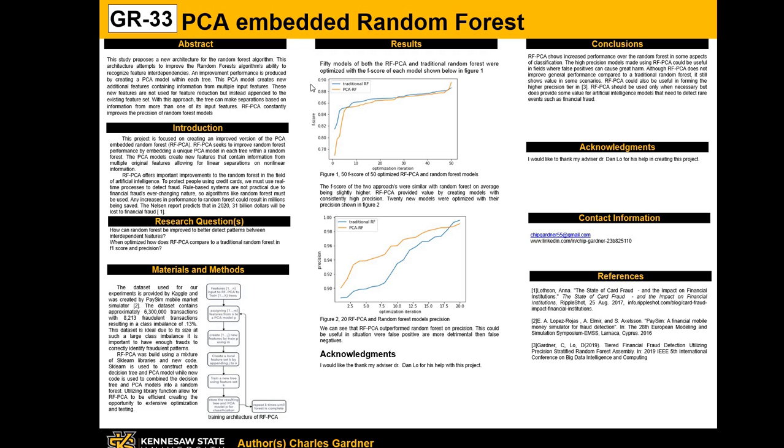The PCA Embed Random Forest was tested using 50 optimized models for F1 score and 20 optimized models for precision. These models produced a fairly similar F1 score to traditional random forest, with a slightly lower average F1 score, but produced much higher precisions than the traditional random forest, making it useful for some applications where you might want to have a high precision over a high recall.